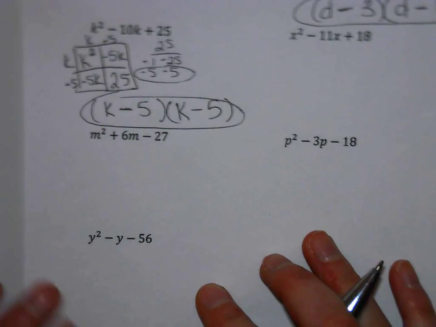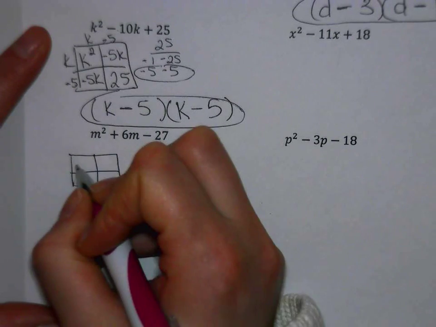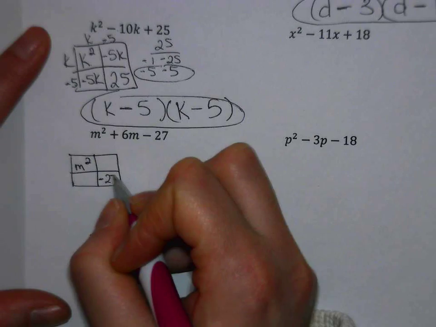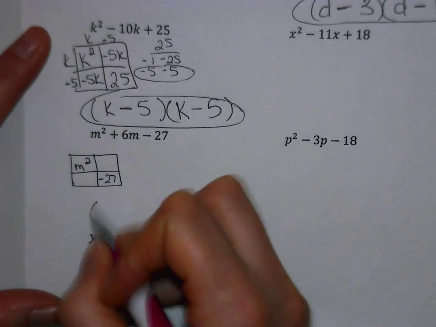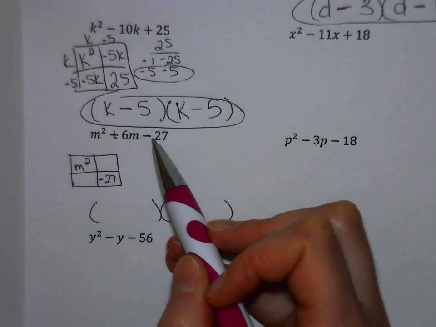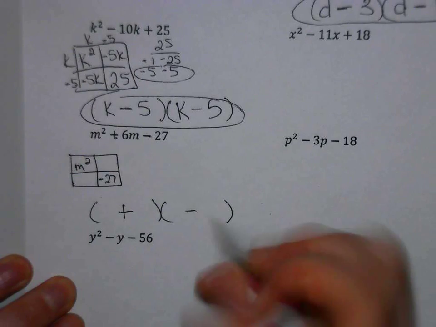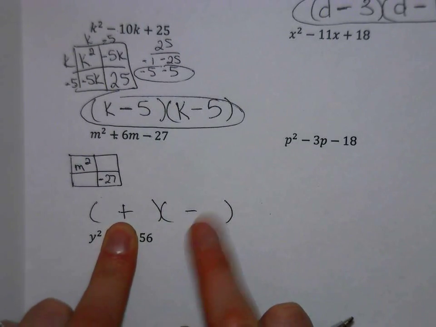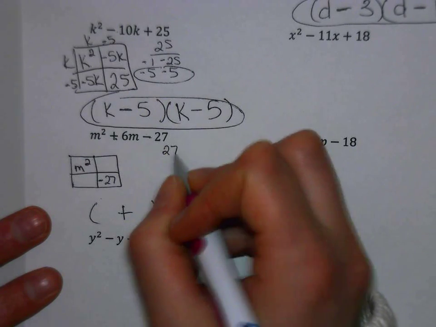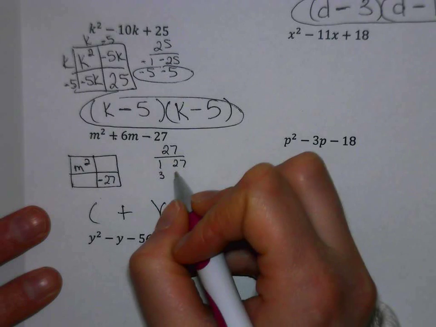Let's draw our box. M squared in the top left, negative 27 in the bottom right. If we take a look at our problem, we have a plus, and our last one, our c, is a negative. So that means we have a plus and a minus. I'm just going to write them in that order. It doesn't matter which order you do, but just so I know. So let's look at the factors of 27. 1 and 27, 3 and 9, and that is it.